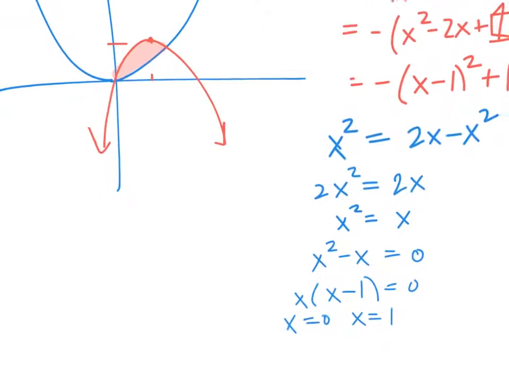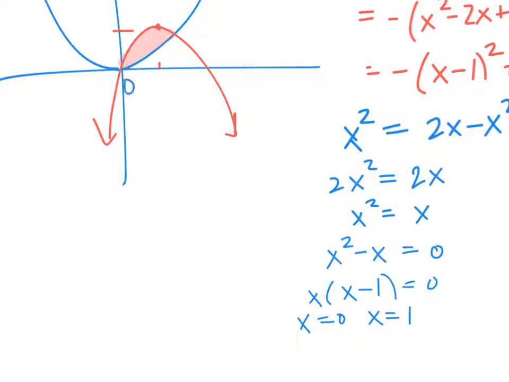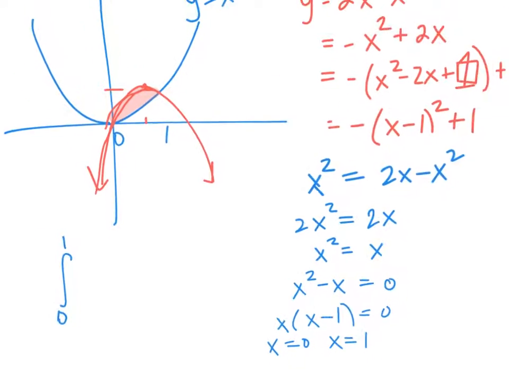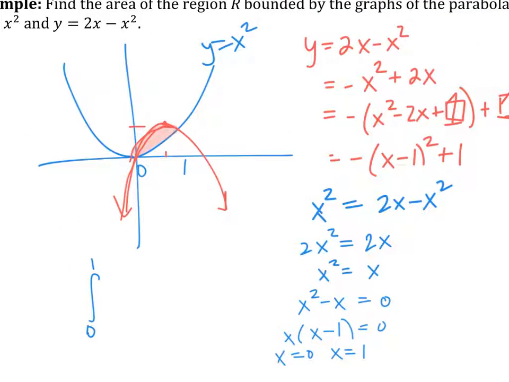So we know it's going to intersect at 0 and 1, so my graph is incorrect. It needs to move over a little bit, and they intersect at the highest point. But it's okay. We are going to integrate from 0 to 1. The higher curve is the downward curve, which is 2x minus x squared, and the lower one is x squared.